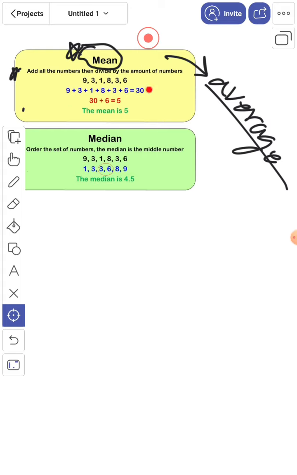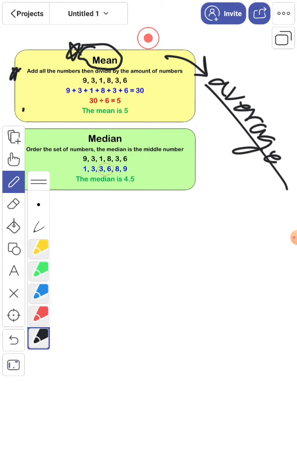This is only the first step though. The second step is you take that number and you divide by the number of numbers. So 1, 2, 3, 4, 5, 6. There are 6 numbers in this list. Not 5. You have to count that 3 twice. So 6 numbers total. So 30 divided by 6 is 5. So the average or the mean is 5. It's really, really simple.